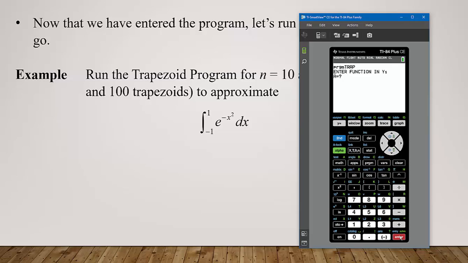A is -1. B is 1. Number of trapezoids, 10. And it tells me the trapezoid approximation is 1.488736668. Now I'm supposed to do it with 100 trapezoids. So let me try it with 100 trapezoids. A is -1. B is 1. 100 trapezoids.